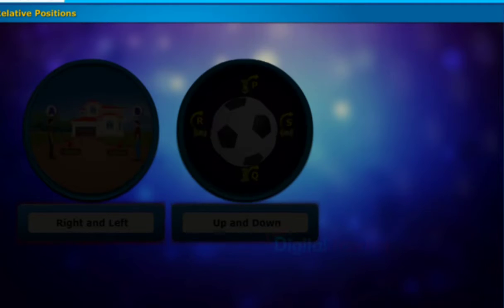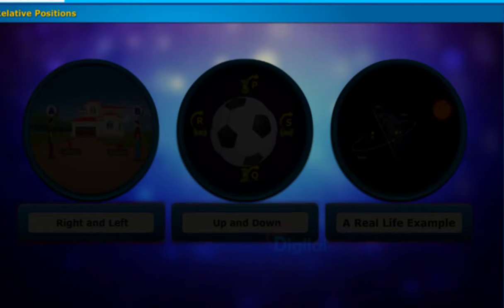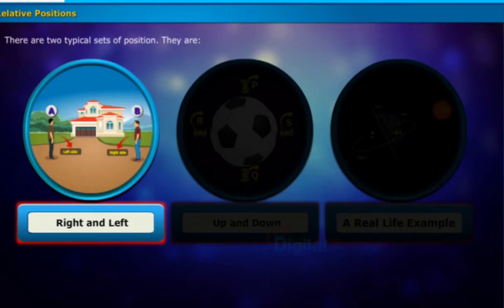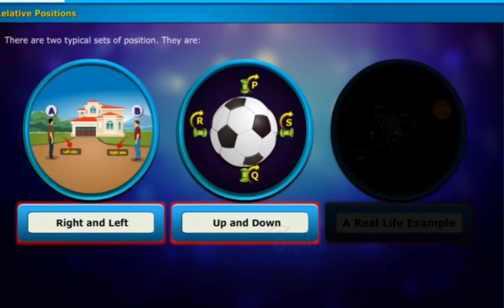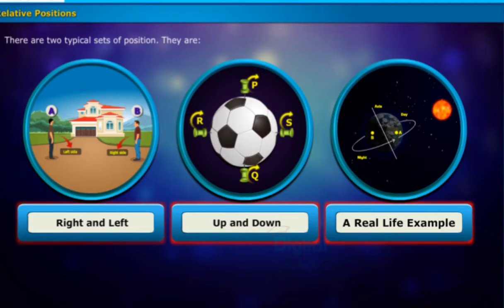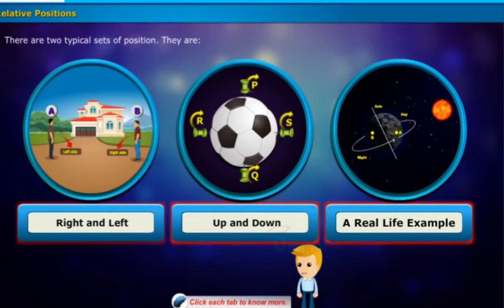Let us now learn about the term relative with respect to positions. There are two typical sets of position. They are right and left, up and down. A real-life example. Click each tab to know more.